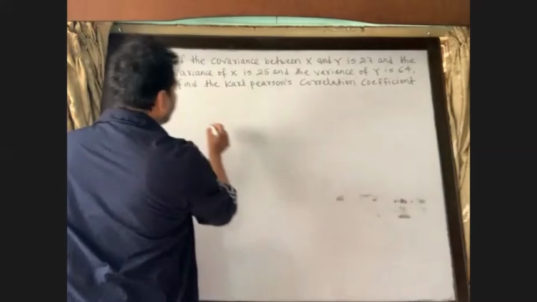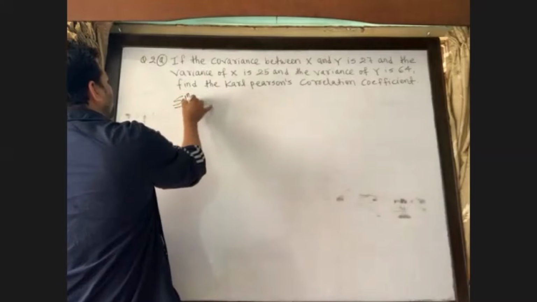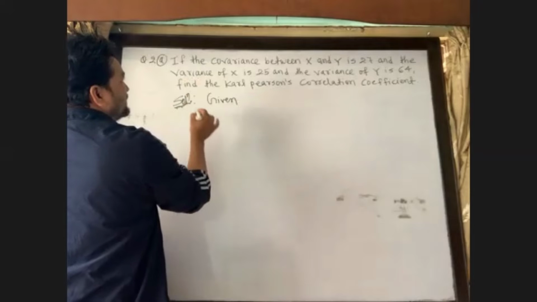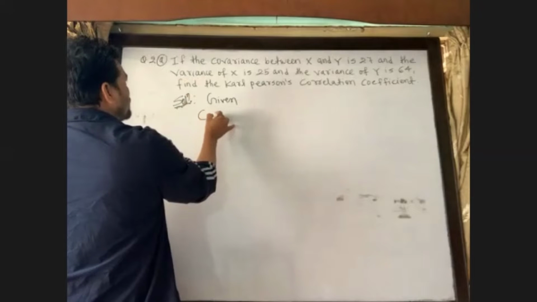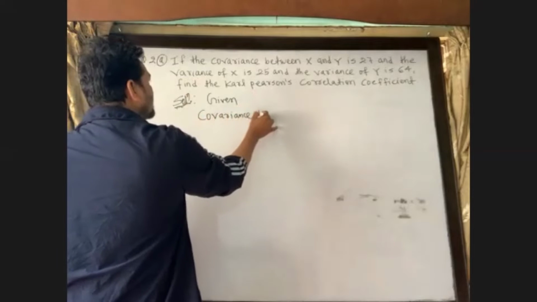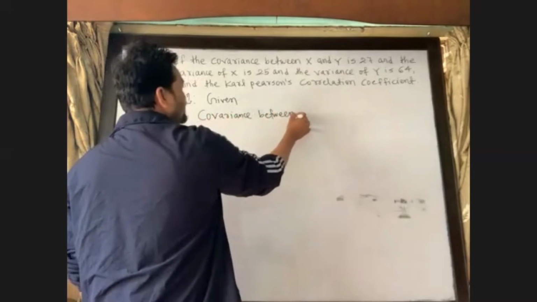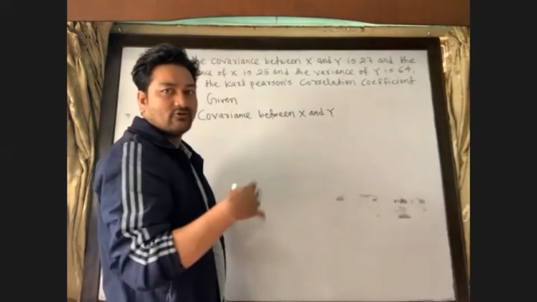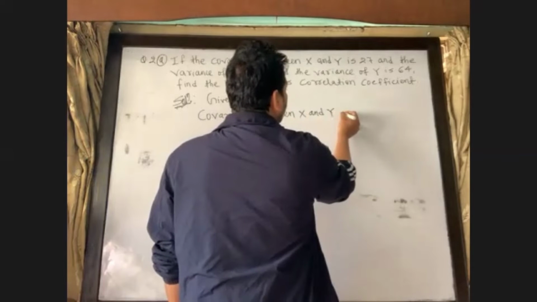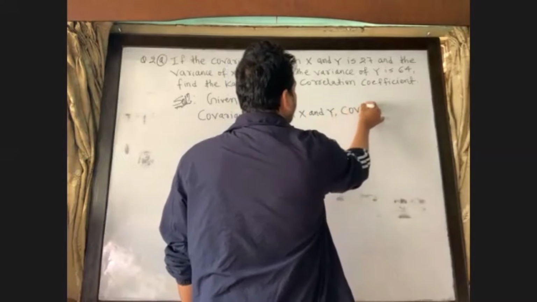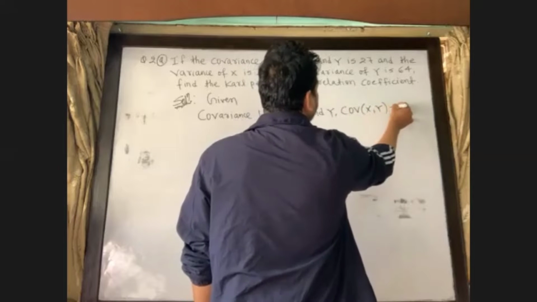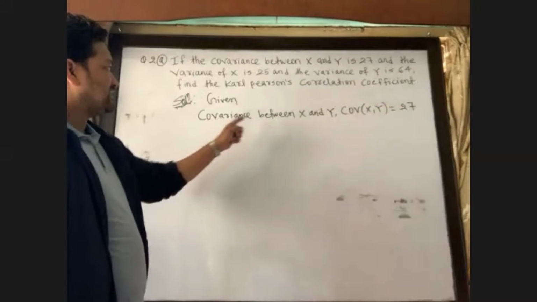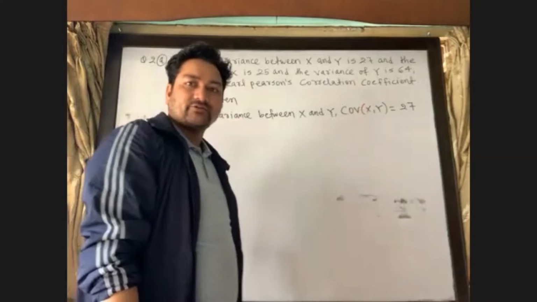So let's write whatever is given, then we can easily find it. What is given here? Covariance between x and y. This is denoted by COV of x comma y. This is given as 27. Covariance between x and y, COV x comma y, is equal to 27.